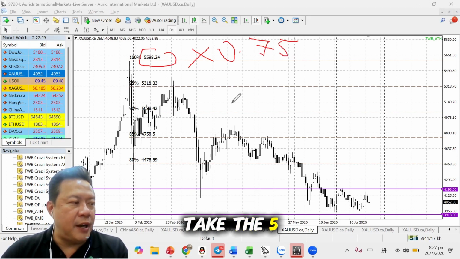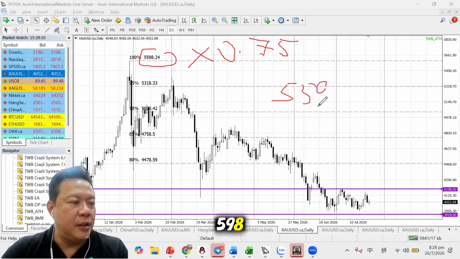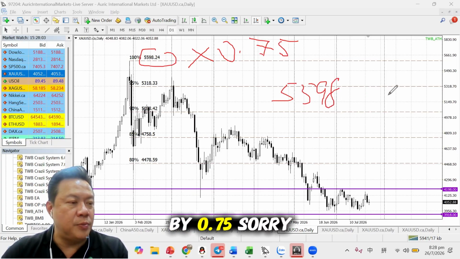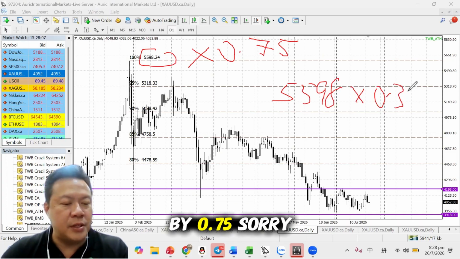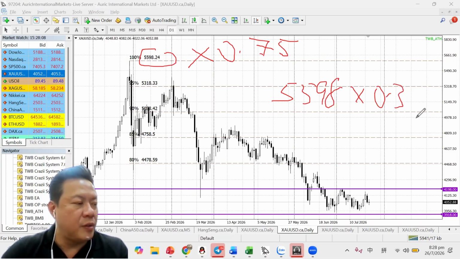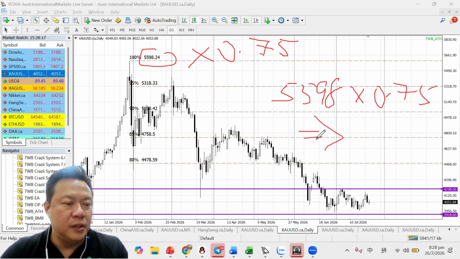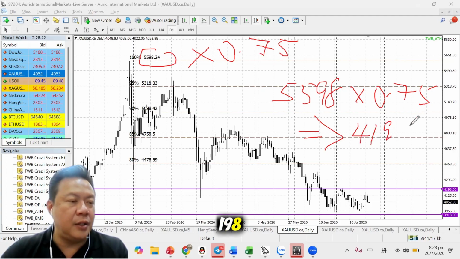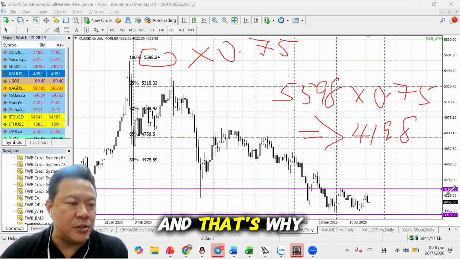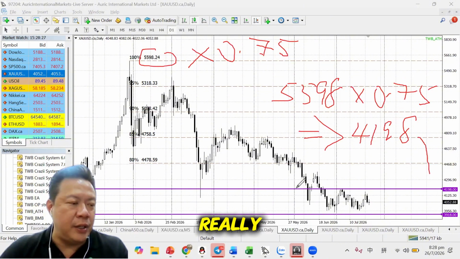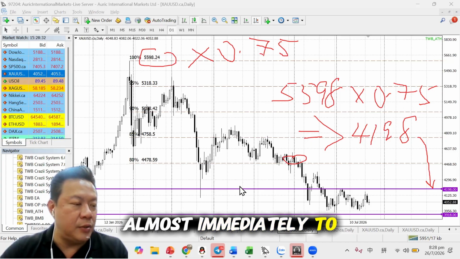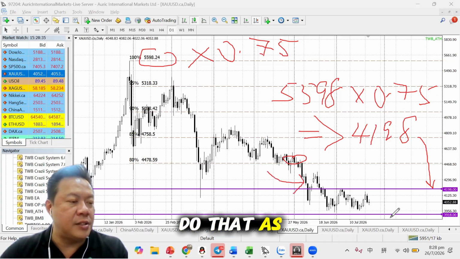So if you take the 5598 and multiply by 0.75, what do you get as a number? You get 4198. That's why, after the market broke down below the 80% mark, it came down almost immediately to that support.